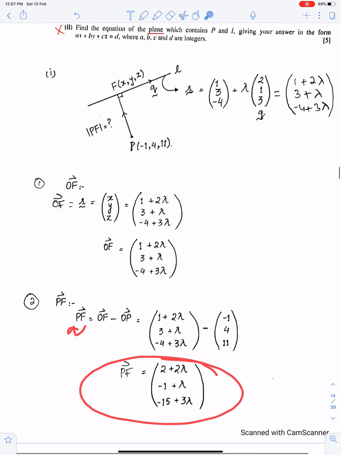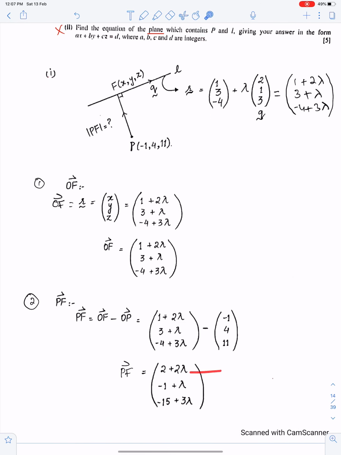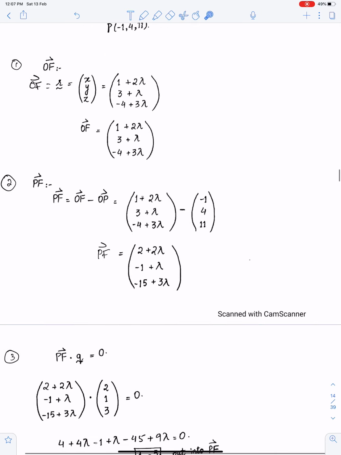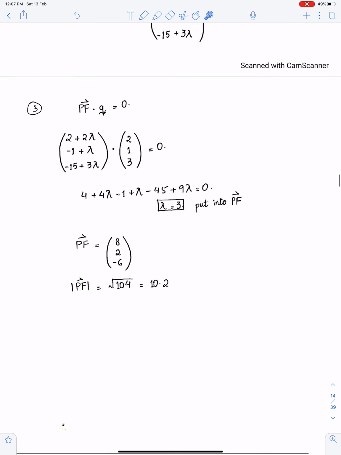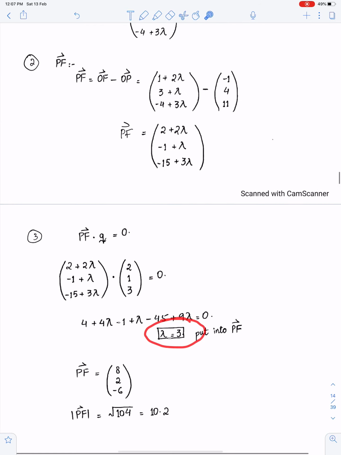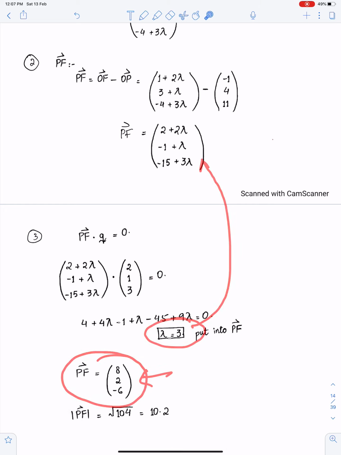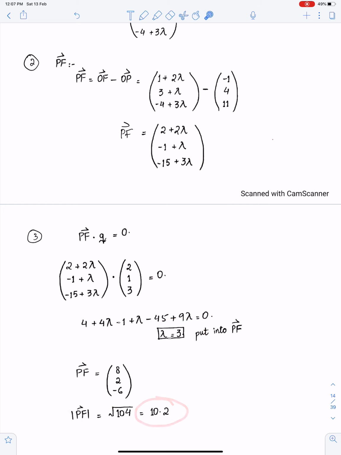Now the problem is PF is in the form of lambda. For lambda, take the dot product of this vector PF with the direction of this line, Q, because they are both perpendicular. So by taking the dot product of PF with Q, we can get the value of lambda. The lambda is 3. Now substitute lambda back into PF and get this vector PF. After getting this vector PF, get its magnitude. And that's the final answer.